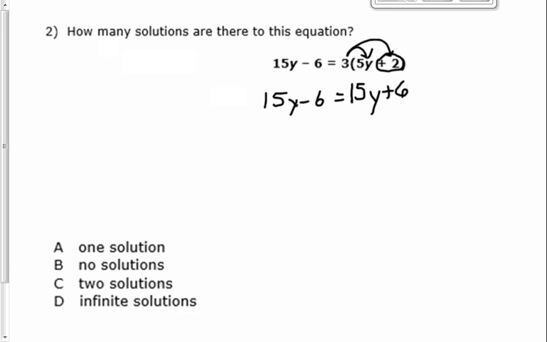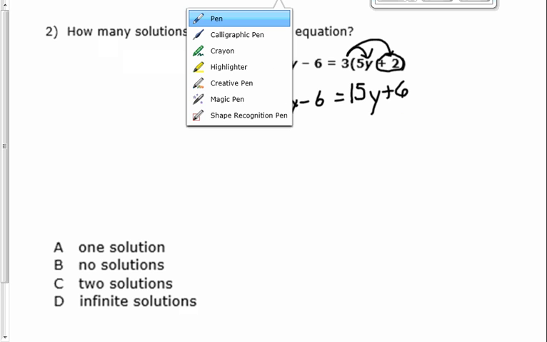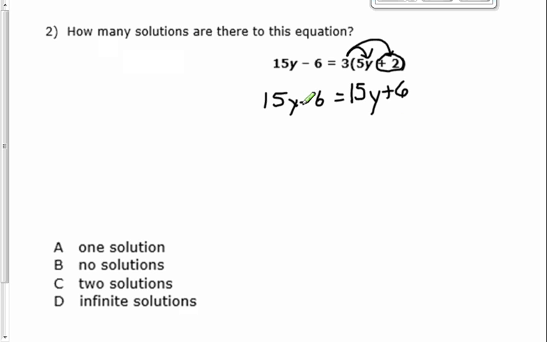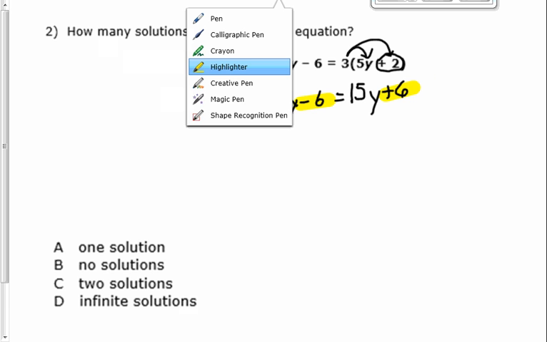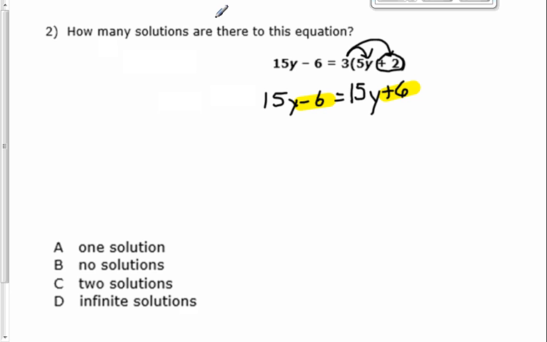Okay, now if I look at that, ooh, they look the same. Ah, they are not the same, guys. Don't be tricked, because this one says minus 6 when this one says plus 6. So do you think this is going to work out? Probably not, because the y's are the same. If I move any of them, it doesn't matter which one I move, the y's are going to disappear. I'll show you on this one.